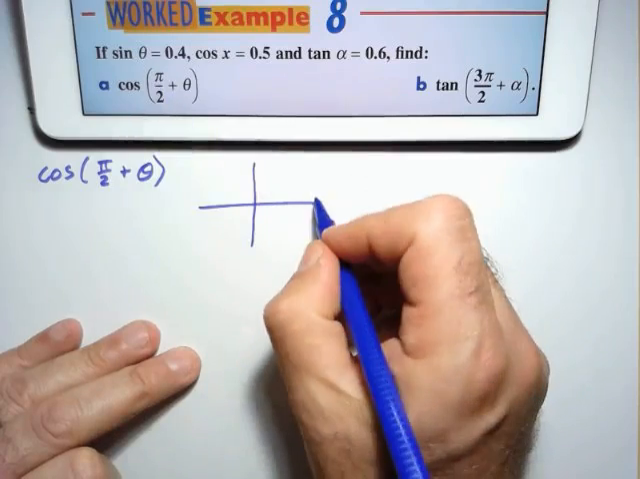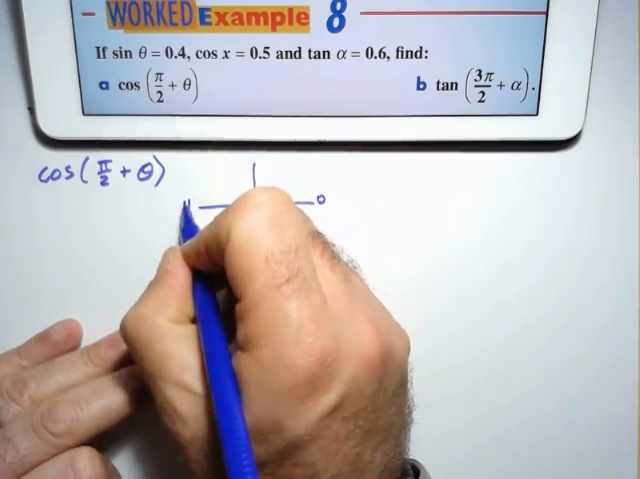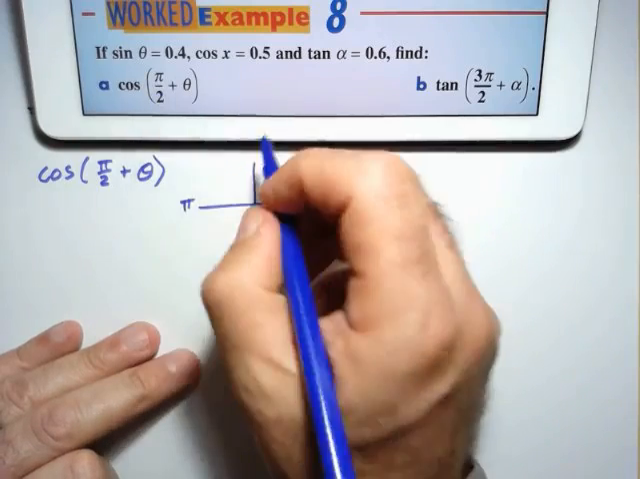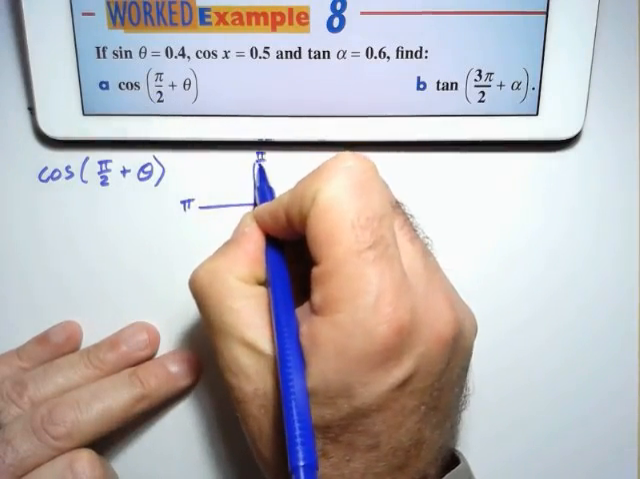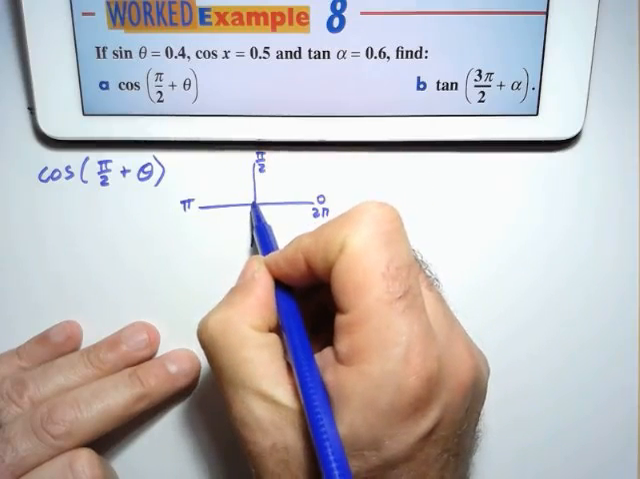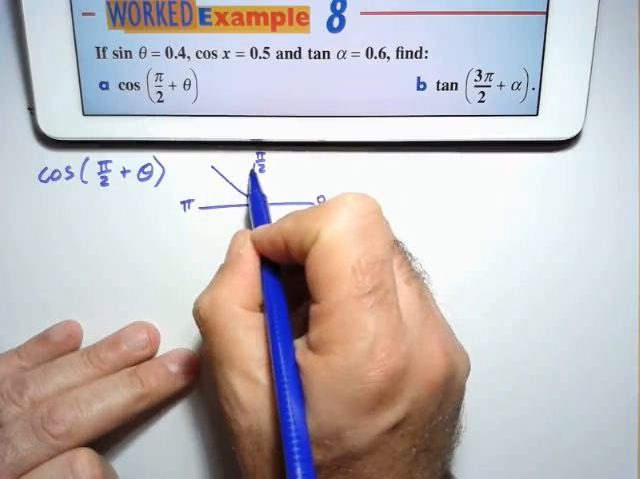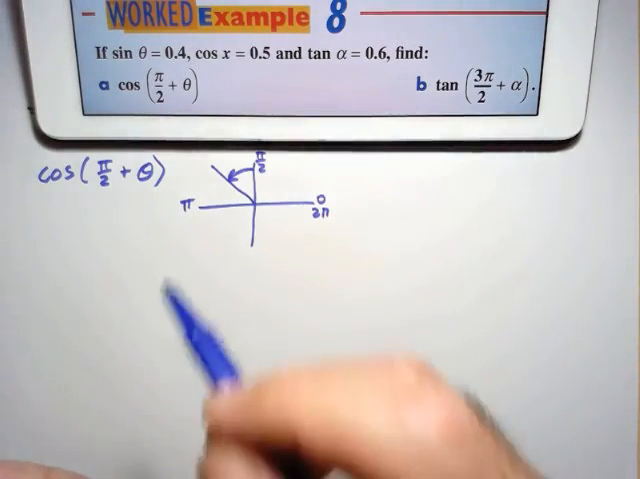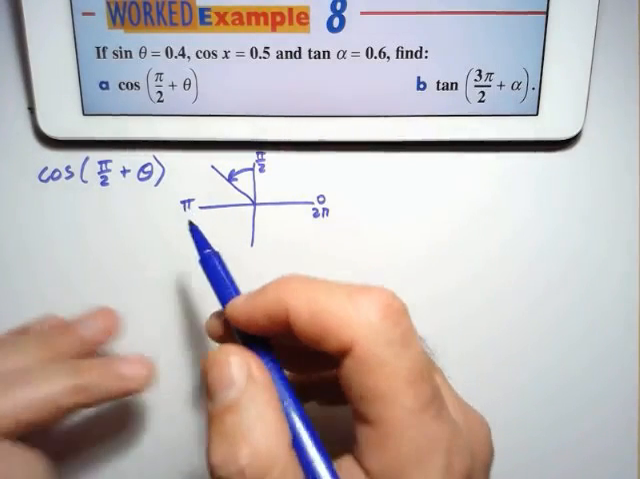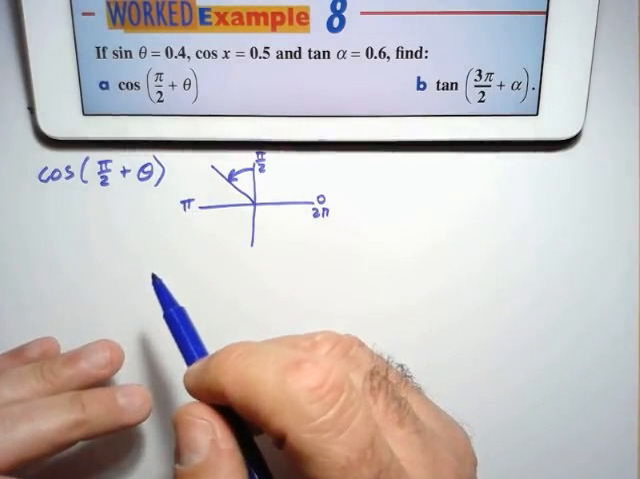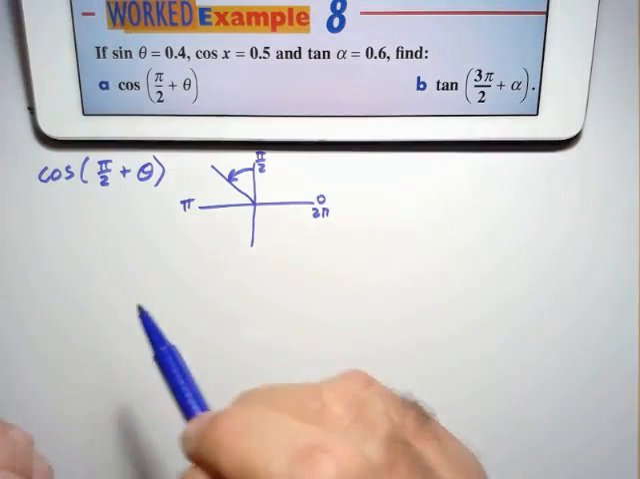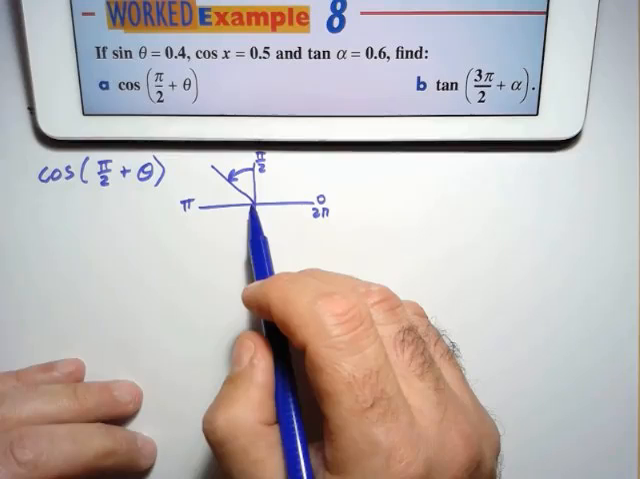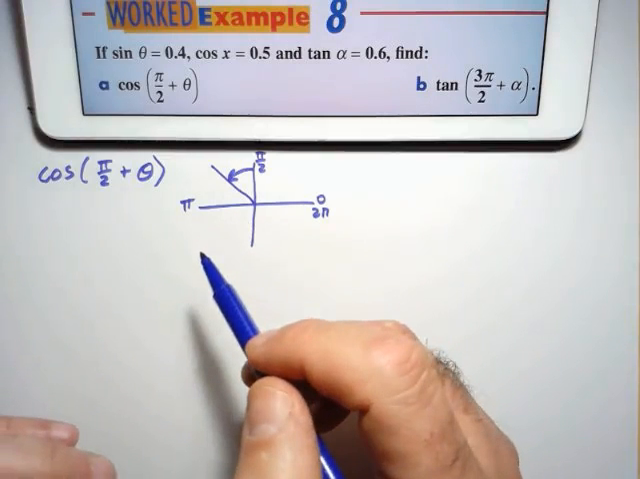I'm working in radians, so this is 0, pi, 2 pi. Now, pi over 2 plus theta is lying over there, but now I'm working from my y-axis. If you've watched any of my other videos, I kept on saying, working from my x-axis, so cos stays cos, sine stays sine, tan stays tan. However, the moment I work from my y-axis, I'm working with my complementary angles.